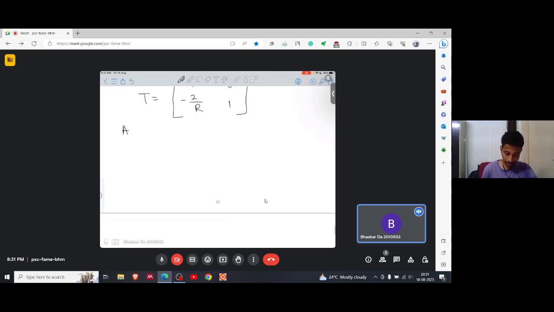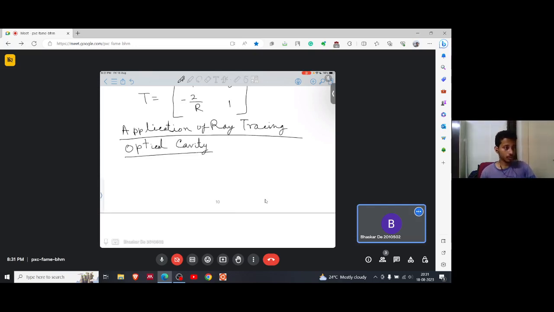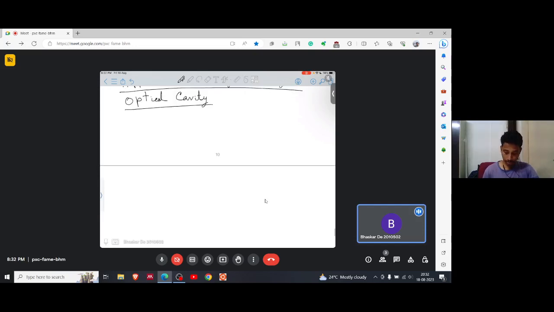Now, what is the application of ray tracing? The application of ray tracing is basically the optical cavity. One of the most important uses of ray tracing is in the analysis of optical cavities, such as the very simple but important one that I have shown.